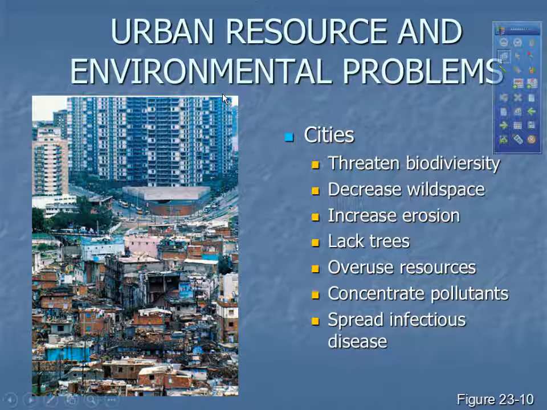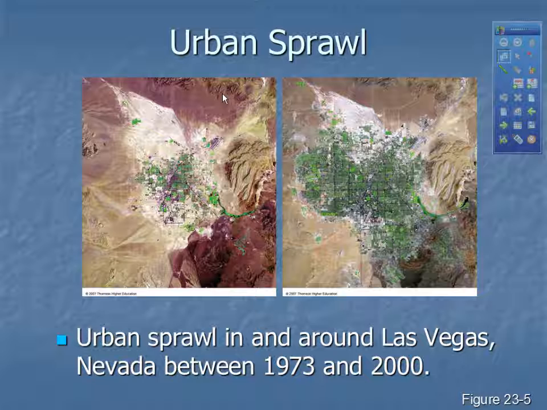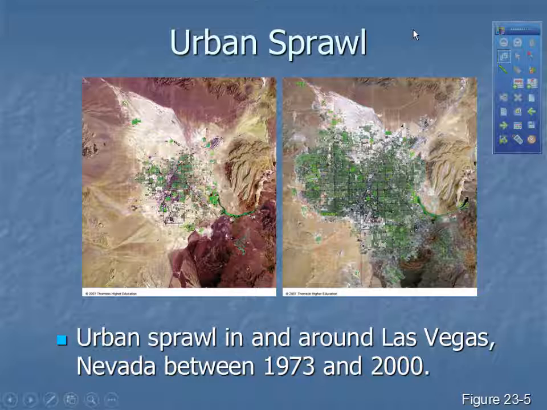The cities as a whole threaten biodiversity because the area of the biodiversity is lost. They decrease the wild space. They increase erosion. There's no trees or very little plant life. It's an overuse of resources and a concentration of pollutants, and it spreads infectious diseases. So while there are definitely ups and downs to large cities, this shows you an example of Vegas, 1973 on this side, and then in that 27 years, the increase in population, that urban sprawl.